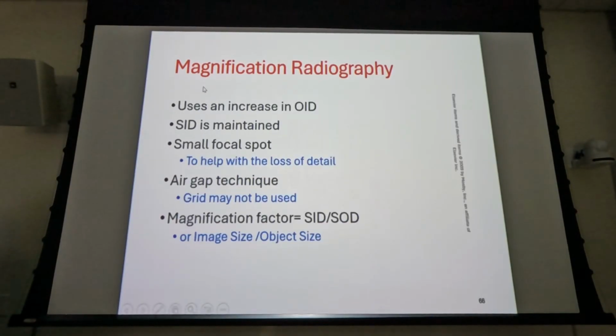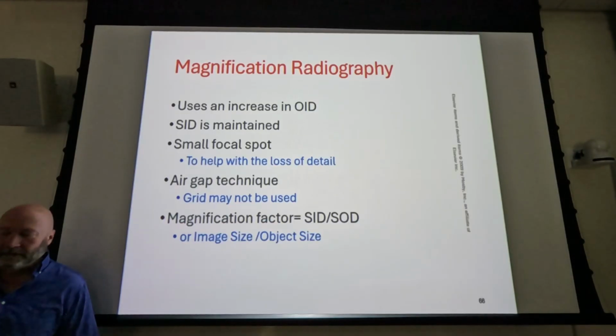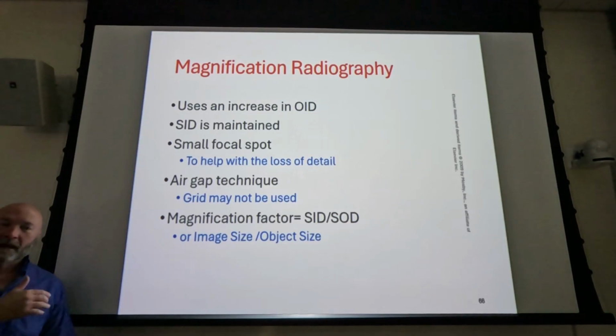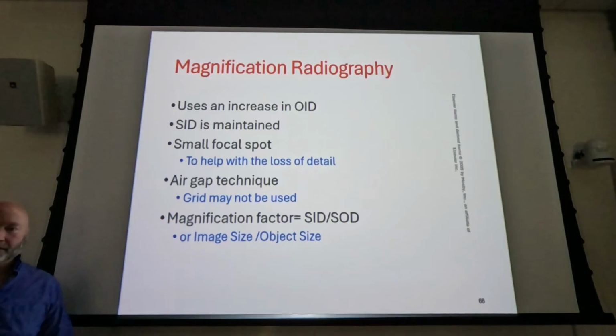Okay, so the reason I brought up air gap is because we have a tendency to conflate magnification with air gap technique. Air gap technique is a consequence of an increase in OID. When we have an increase in OID and we're taking advantage of the air gap, we want to increase SID to overcome magnification. As opposed to magnification radiography, which is macroradiography, where the increase in OID has nothing to do with the air gap. We want the magnification, so we do not increase the SID.